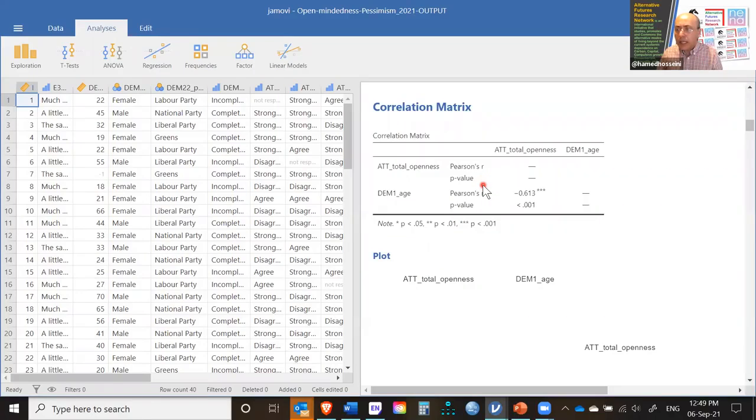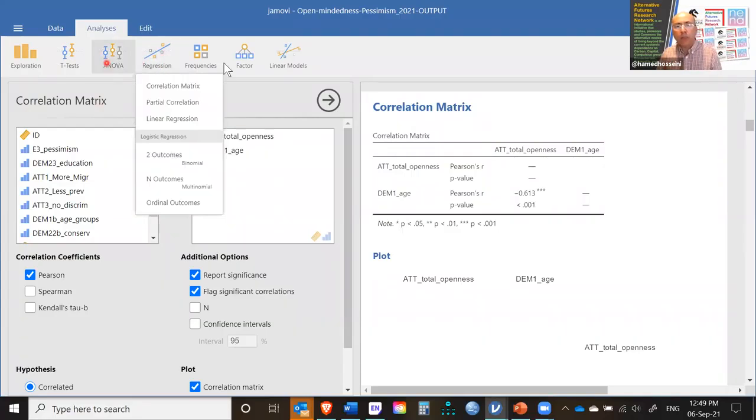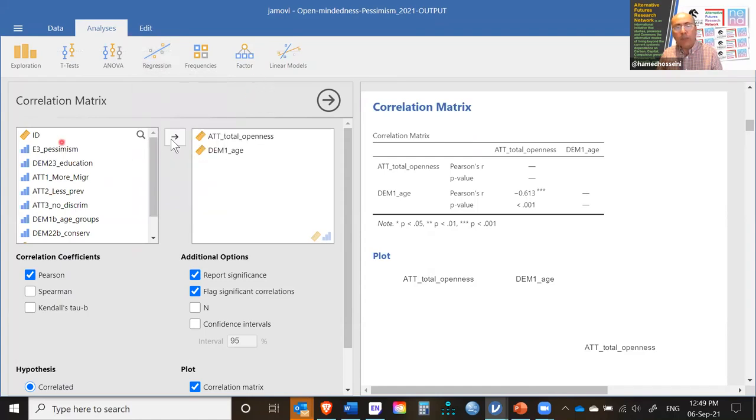Okay, let's click on that, and you can see I have gone to correlation matrix, and correlation matrix is in regression. Actually, if you play, you can find it. Correlation matrix is here, and Hamed has put ATT, total openness, and age. You can see I have changed the names, so they're not those spiritless titles. Now you have the real names of them as well.